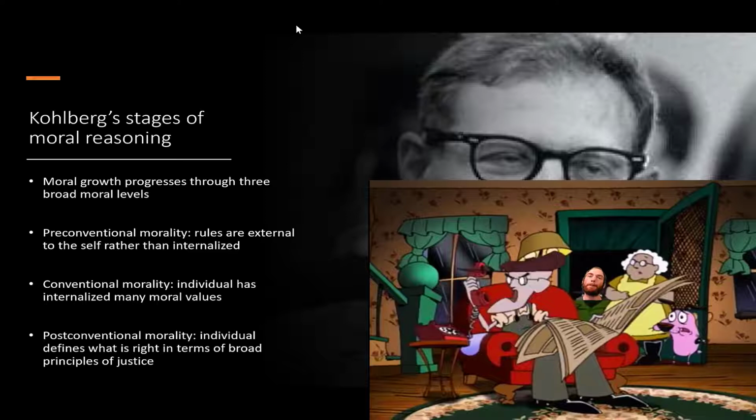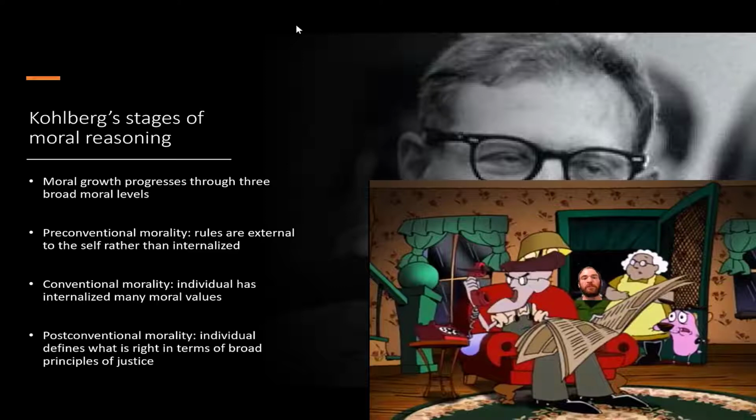Conventional morality kind of deals with being told what the rules are, and then you internalizing them yourself and being able to self-regulate based on those moral values explicitly told to you. Post-conventional morality takes a different approach. They define morality in terms of broad social justice, kind of universal principles of justice and morality that are not necessarily reflected in their country's laws or norms.